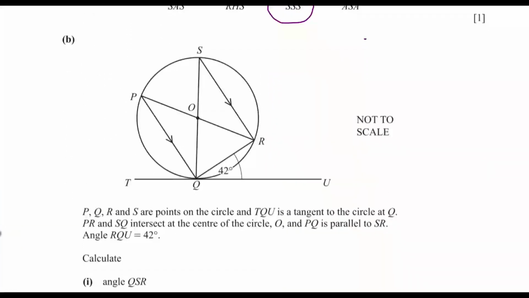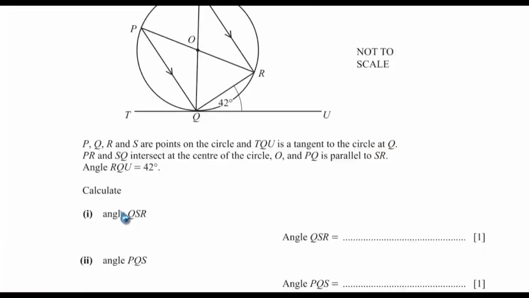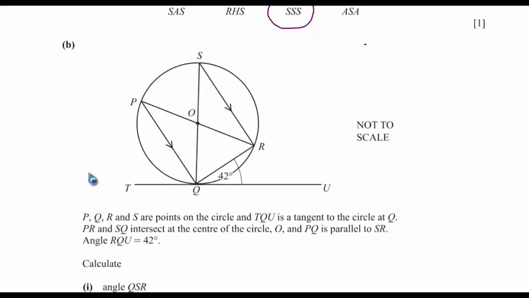P, Q, R, and S are points on the circle, and T, Q, U is a tangent to the circle at point Q. PR and SQ intersect at the center of the circle O, and PQ is parallel to SR. Angle RQU is equal to 42 degrees. That is, the angle between the tangent and this chord is 42 degrees. So calculate Roman figure 1, angle QSR.